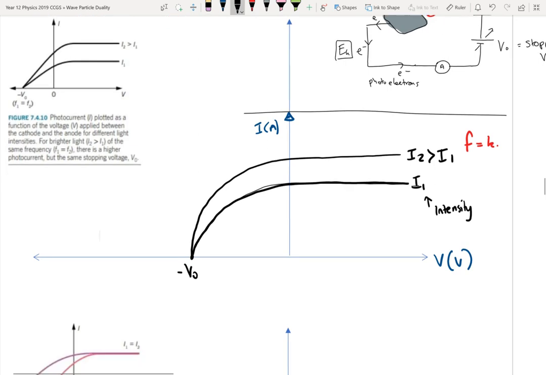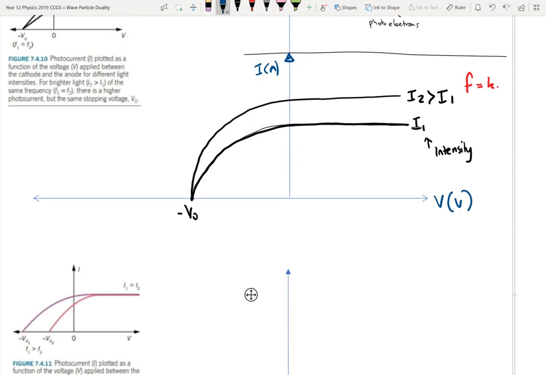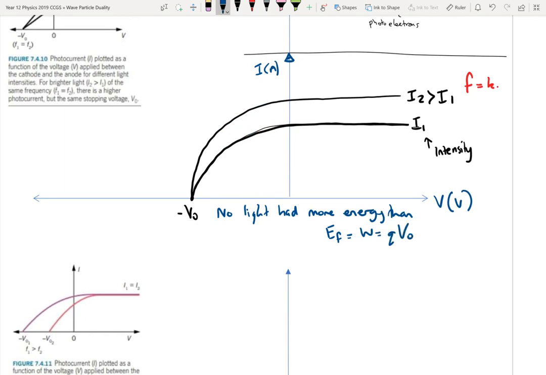Okay? So, the conclusion from this experiment, we've got 2 minutes left, I've got a lot to write, is that no light had any more energy than the stopping voltage. Because remember, if you multiply the charge by the voltage, you've got energy, work done. Okay? So, just multiply through by Q. No packet of light had any more energy than the stopping voltage. All right? So this was a big thing.